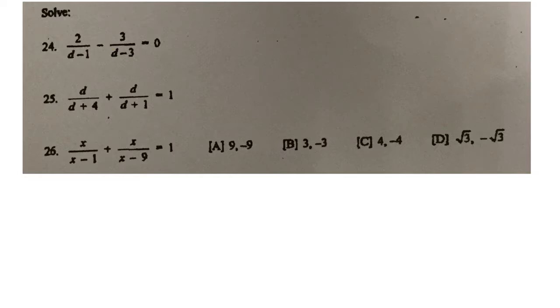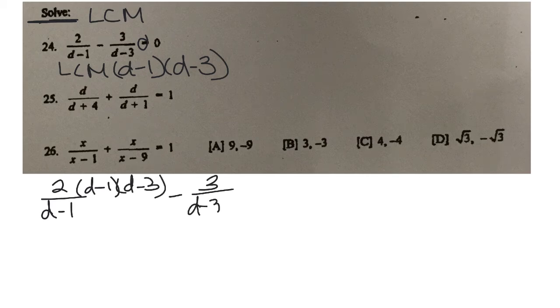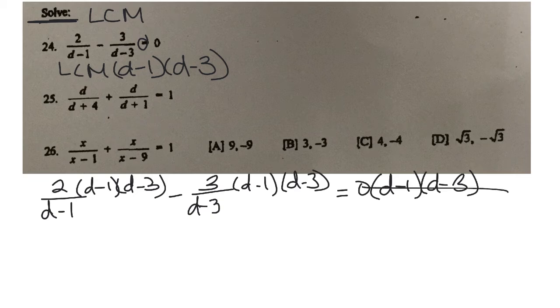Okay, the difference between these problems now is, again, the word solve and the equal sign, which means we're not going to get a common denominator and add the fractions together. We want to do Fraction Buster by multiplying everything by the LCM, which in this case is going to be d minus 1 times d minus 3. So we're going to multiply the first one by d minus 1 times d minus 3. Minus 3 over d minus 3 times d minus 1 times d minus 3 equals 0 times d minus 1 times d minus 3, which in this case is just 0 on this side.